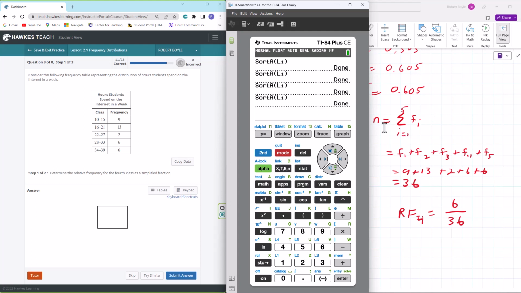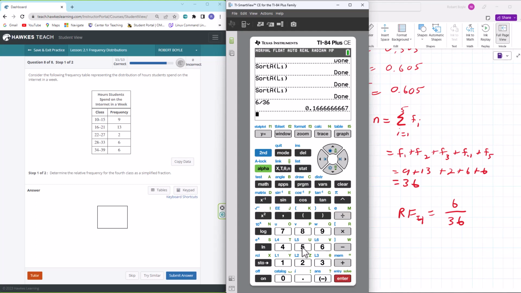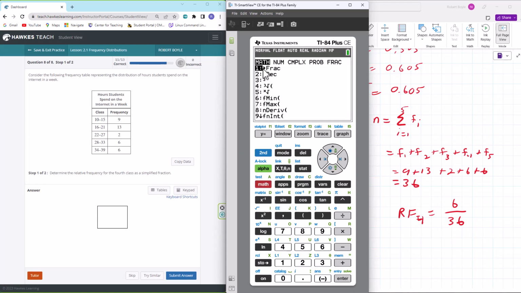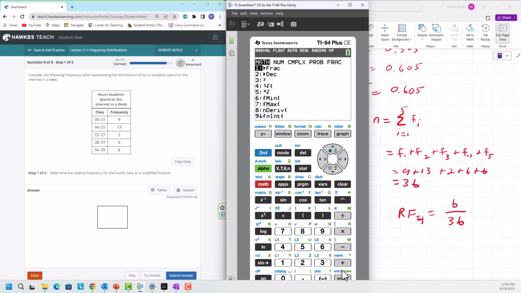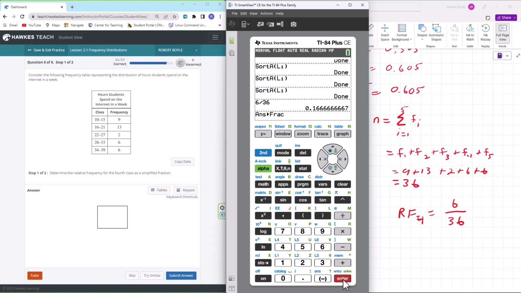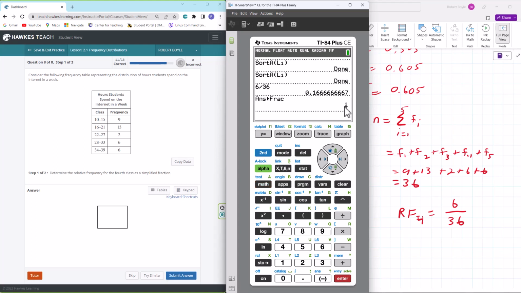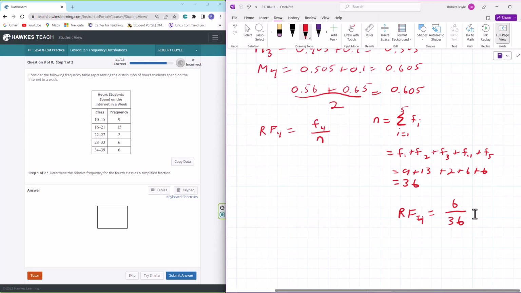If you're not sure, this is something that you can do. You can compute 6 divided by 36. It gives you an answer. Click Math, and then click Enter twice. Basically, this is going to give you the fractional form. Enter, Enter, and it will give you the simplified fraction. Notice here, this as a fraction is 1/6. That's the simplified fraction, so this is going to be equal to 1/6.